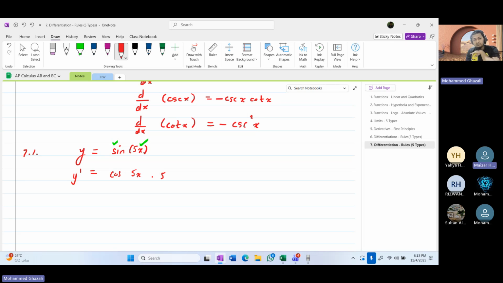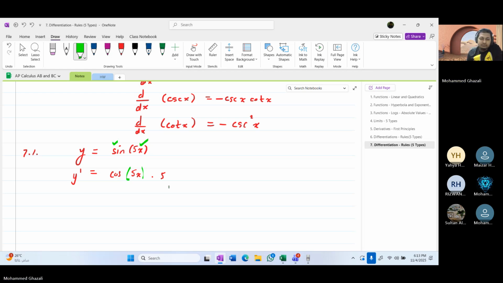Where did you get the 5 from? Okay, because what's the derivative of sine of the angle? Cos of the angle. Cosine. The derivative of 5x is 5. Yes, that's where that is coming from. Are we good? That's how we apply this. So it's basically the derivative of sine is cosine, and then the inner function stays the same, and then times the derivative of the inner function.